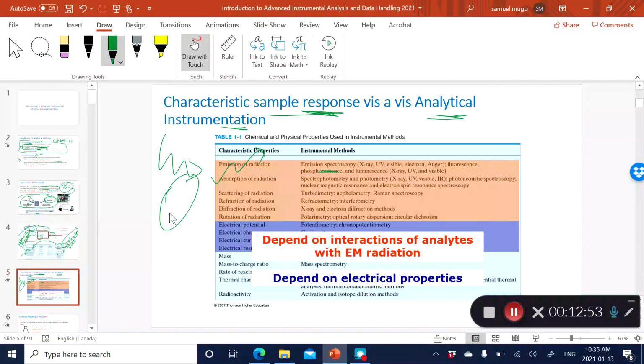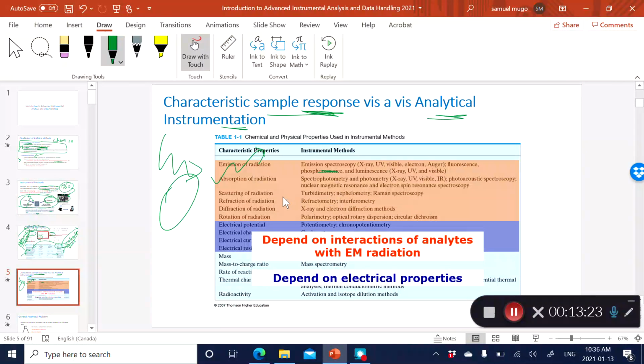But also, the sample can scatter some of this radiation. And then you can measure probably the transmitted radiation or even the scattered radiation, if you angle the detector appropriately. And so if scattering happens, that type of analytical instrumentation is often called Raman spectroscopy, which we're going to talk about in this course.